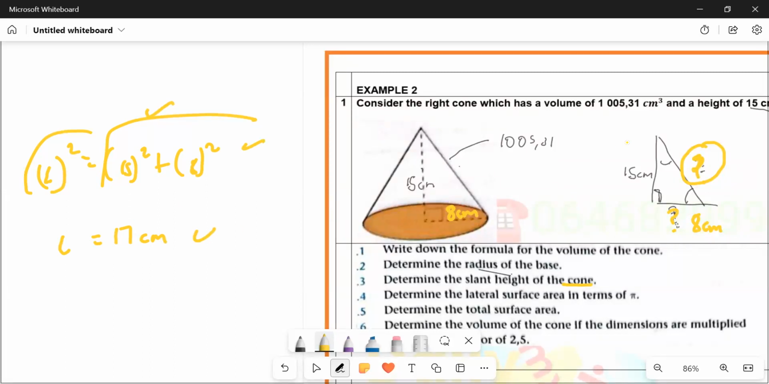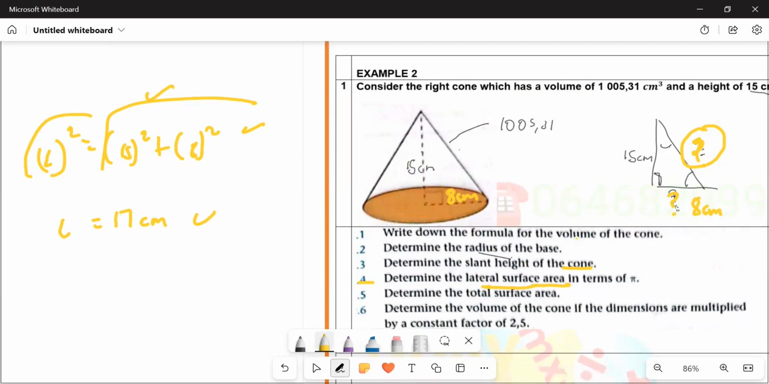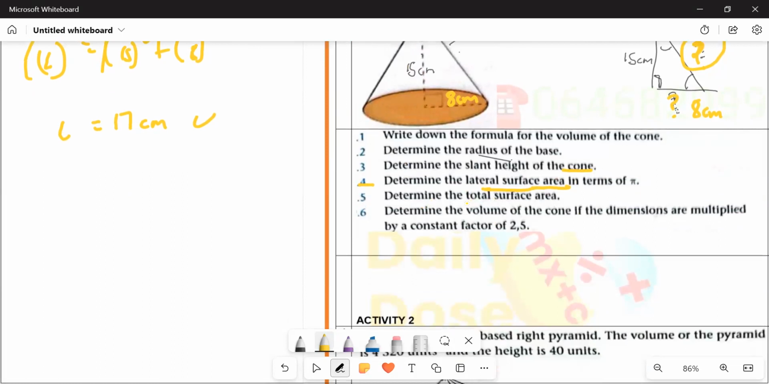We're still fine. And then we go to number 4. On number 4, they say determine the lateral surface area. So they want the surface area of only the cone. They don't want the surface area of the circle and the cone, because you will realize after that they say determine the total surface area. Surface area, you have the area of the circle, you also have the area of the cone.